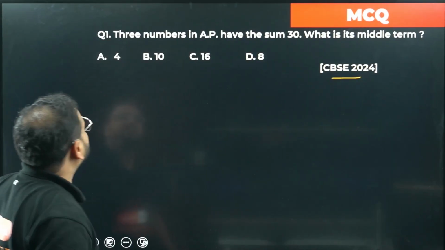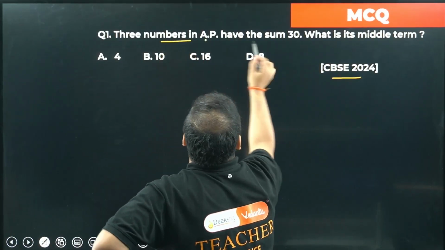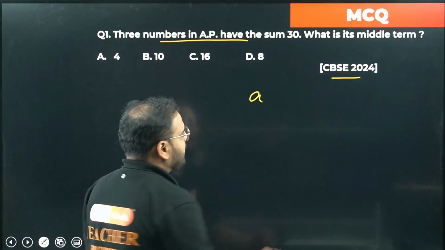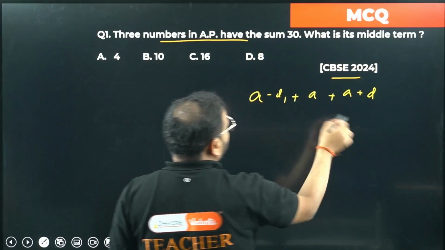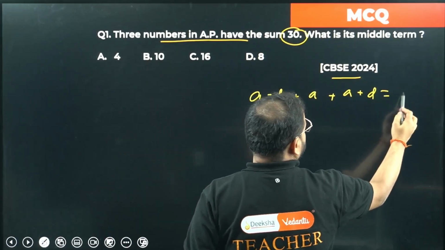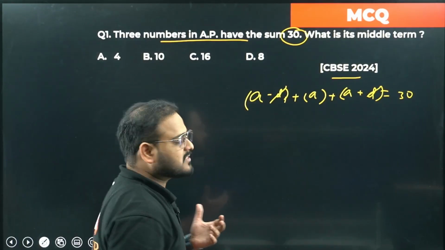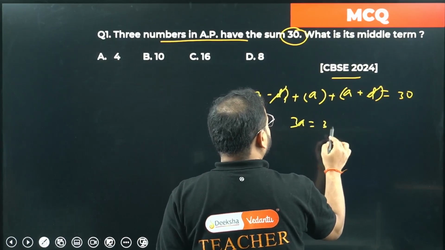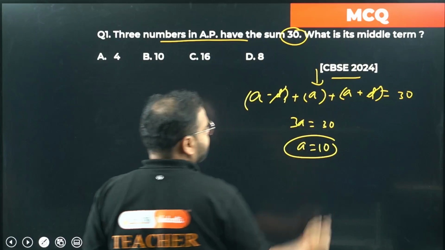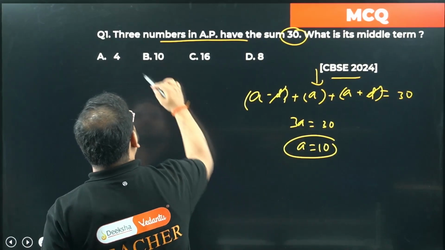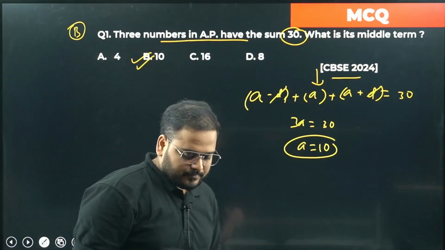The question is: 3 numbers in AP have the sum 30. How can we write 3 numbers in AP? If you remember, A minus D, A and A plus D. Add them together because the sum is given as 30. D and D cancel, plus and minus cancel. I get 3A equals 30, A equals 10. They are asking for the middle term. Isn't A the middle term? The middle term is A only. So the answer is option B, which is 10. Is this clear?